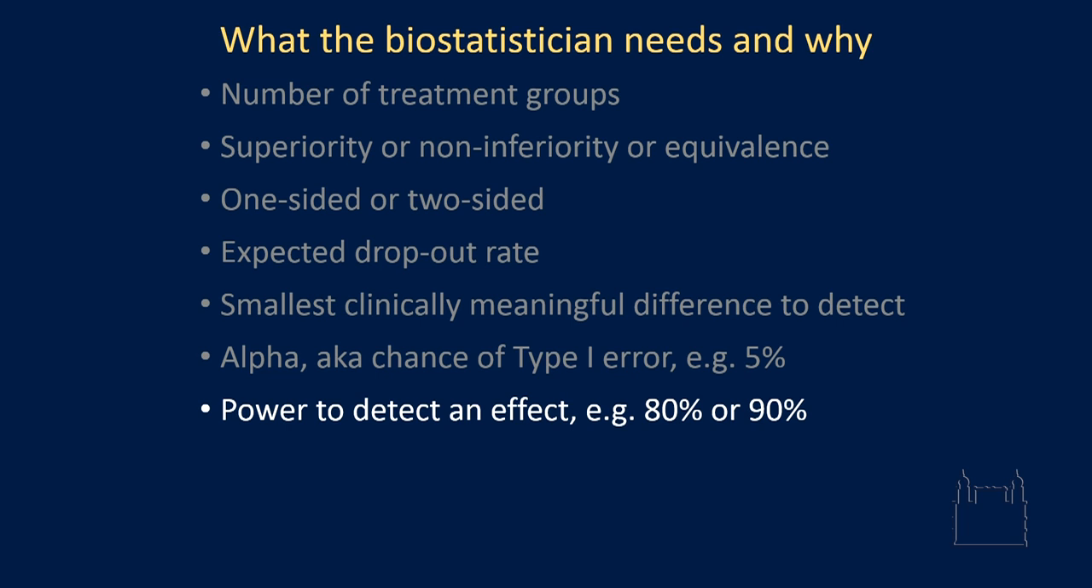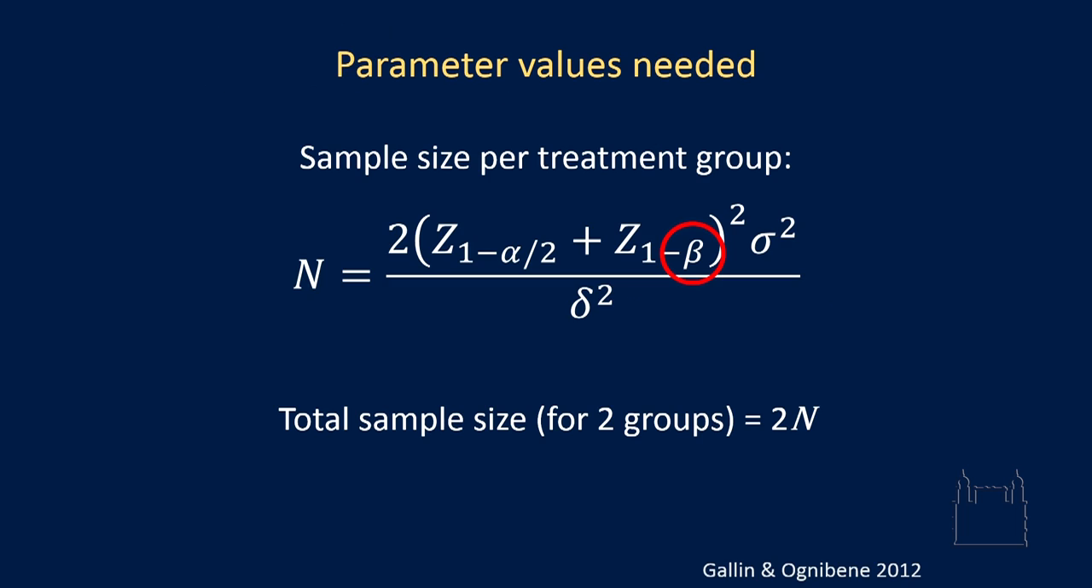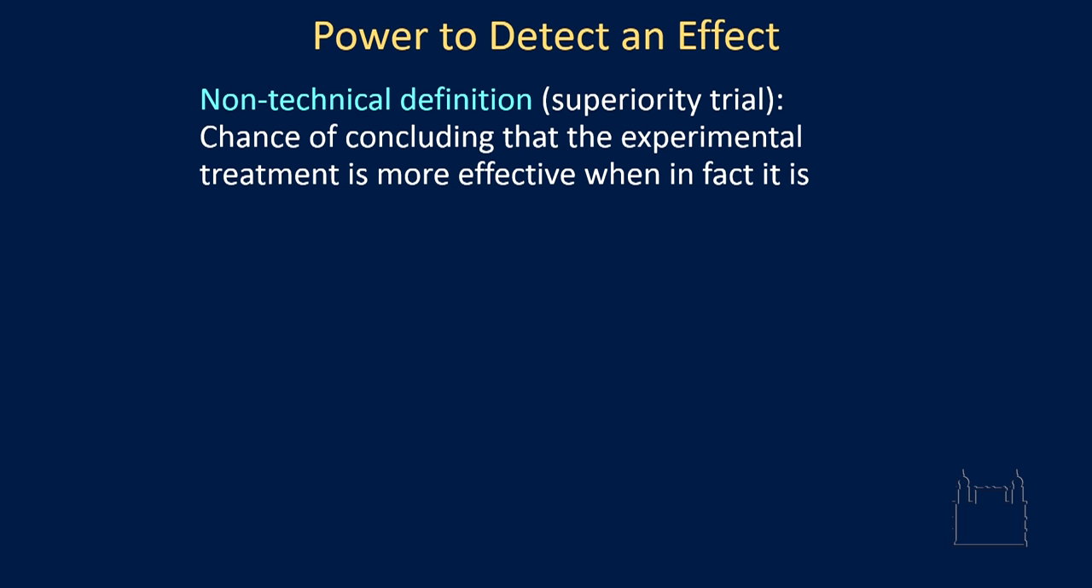Then there is power. It's the power to detect an effect. Where does it come in the formula? This is where it shows up. Okay? So, again, I want to do the same thing that I did for alpha. What's the non-technical definition for a superiority trial? It's the chance of concluding that the experimental treatment is more effective when, in fact, it is. So if you have a medication that is actually effective, unknown to you, you want to be able to detect that. You want to be able to conclude that correctly. That's power.